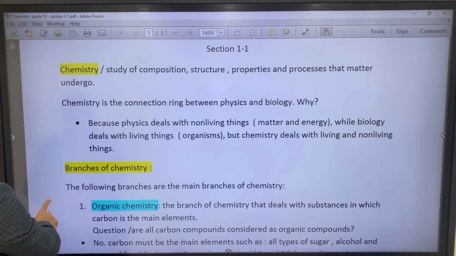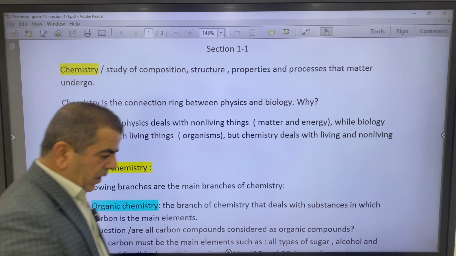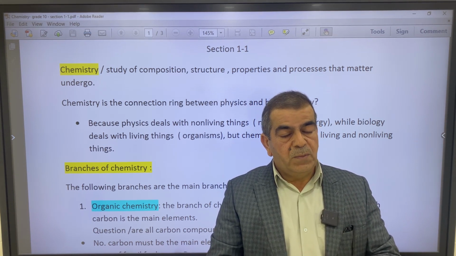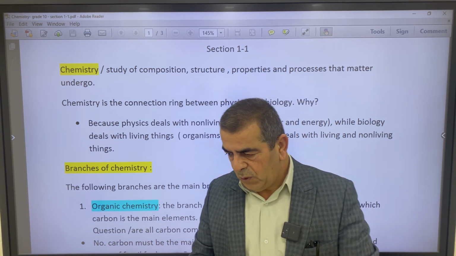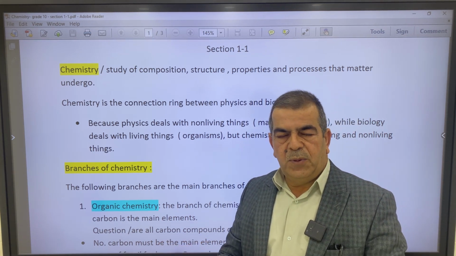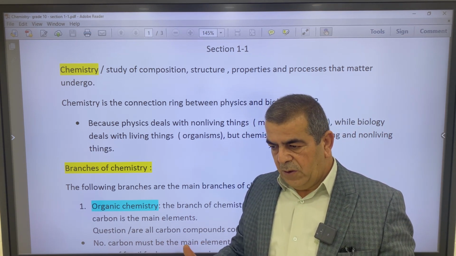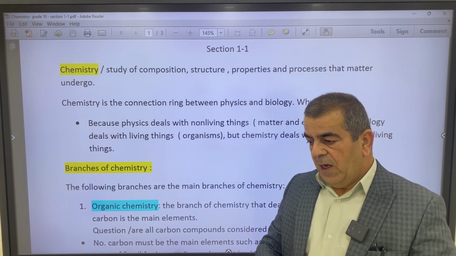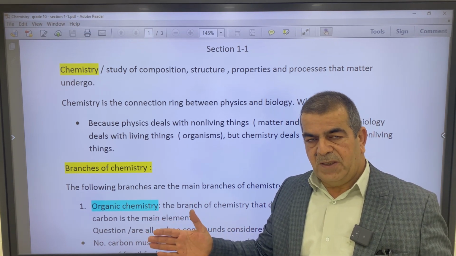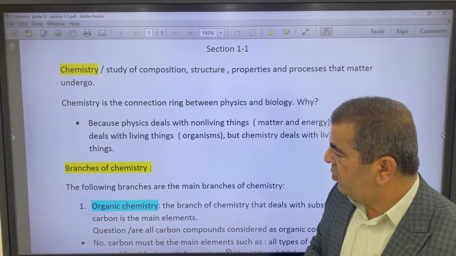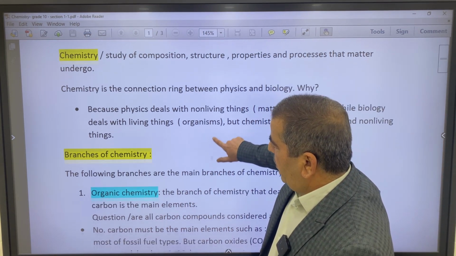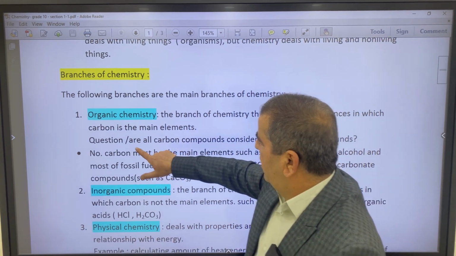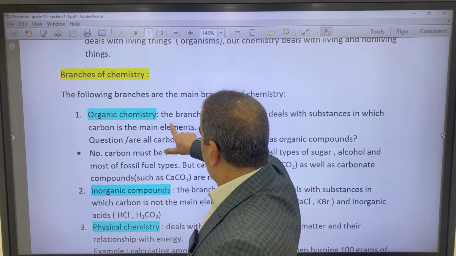Okay, now let's see the branches of chemistry. Every science has been classified into many branches. Why? In order to understand the fields that people work in. Because all sciences, physics, biology, chemistry, geology, are very wide. That's why there is a specification, a classification for the branches. The main branches of chemistry are 6 branches. The first one is organic chemistry.